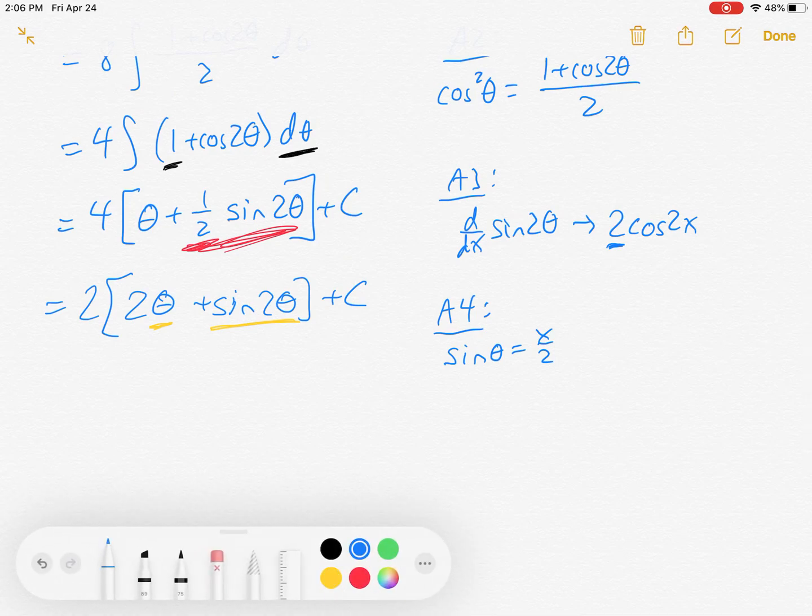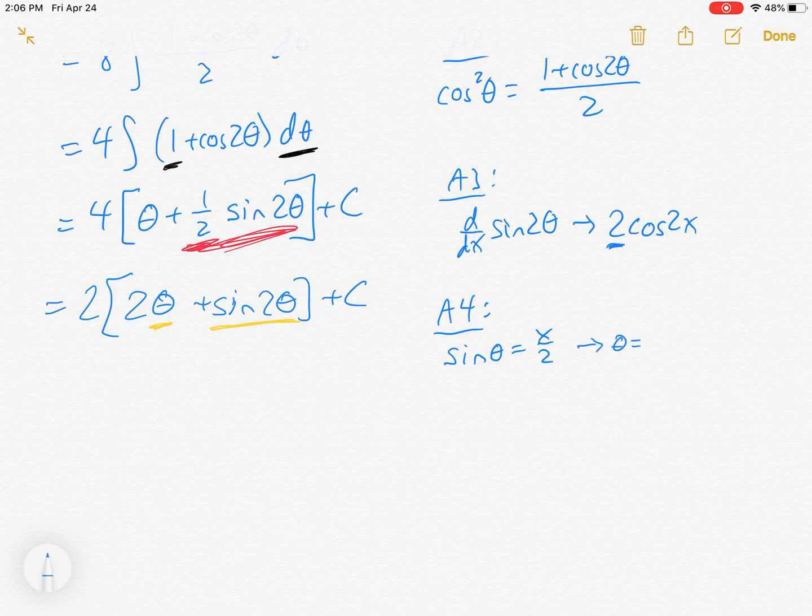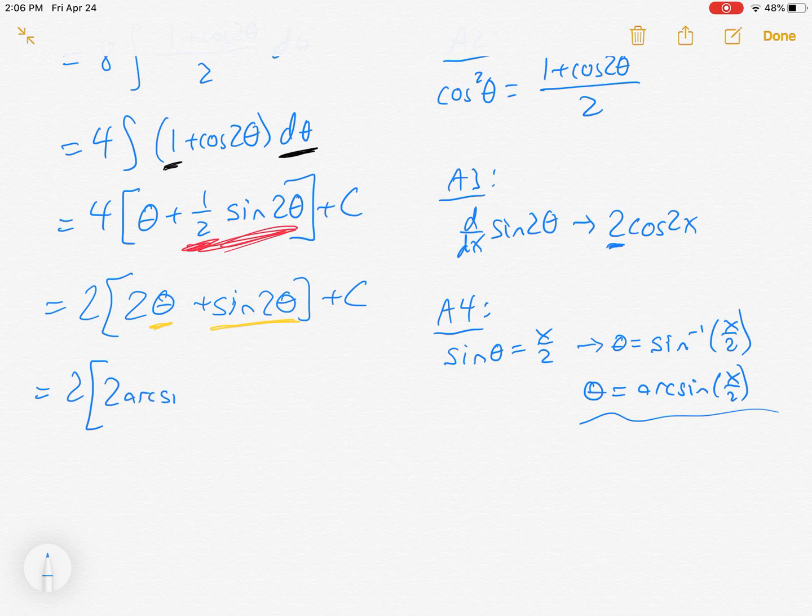So I need to find out what theta is for this one, and what sine 2 theta is for this one. That's weird. Well, the theta one is easy. We know that theta is just arc sine, or sine inverse, of x over 2. Now, normally we call it arc sine, so we'll stick with that. So this is going to be 2 times 2 arc sine x over 2. Makes it a little easier to see.